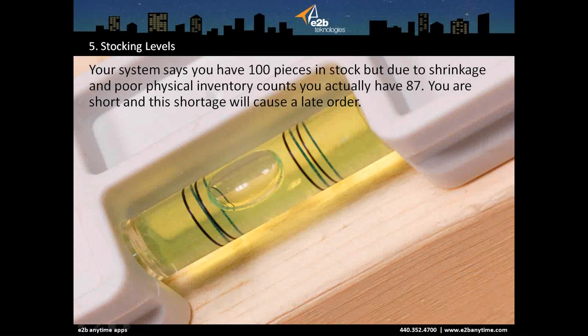Stocking levels. Your system says you have 100 pieces in stock, but due to shrinkage or poor physical inventory count, you actually have 87. This really isn't just stocking levels, it's inventory accuracy. If you're short, this shortage will cause you to be late on an order. I guarantee and I promise that. So one of the things that you should do is also evaluate how accurate your inventory is.